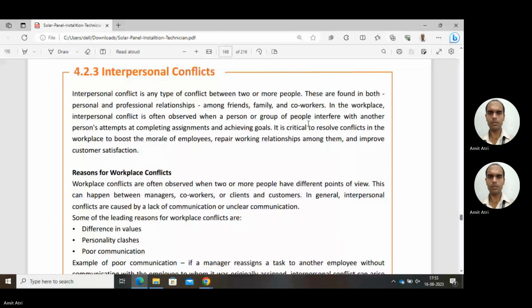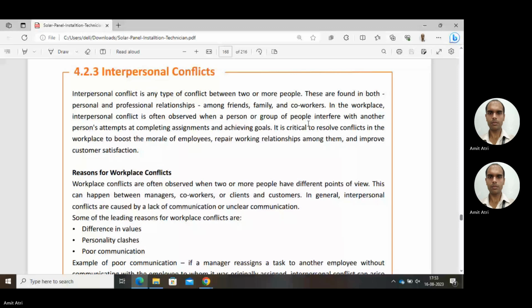Otherwise, it will be demoralizing for the employees. Relationships in the workplace will go wrong. And customer satisfaction, that is one of the most important things in a business organization. All of them will suffer if we do not resolve the conflicts in sufficient or very little time.